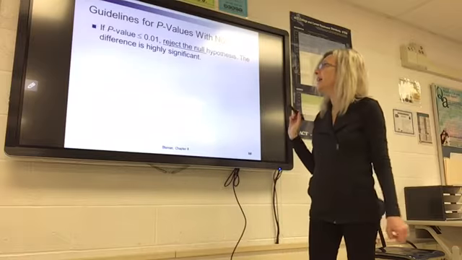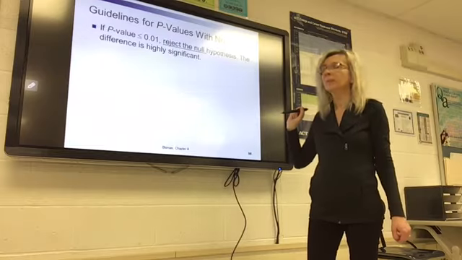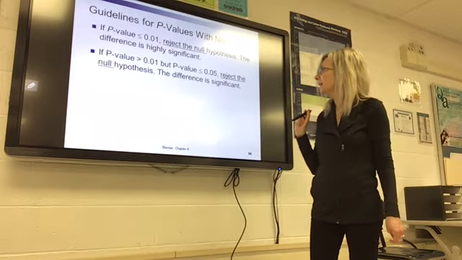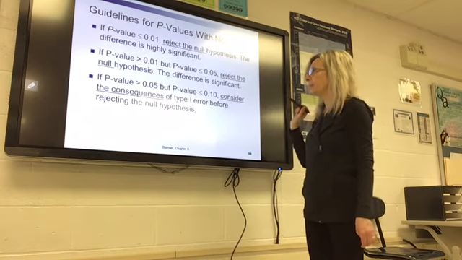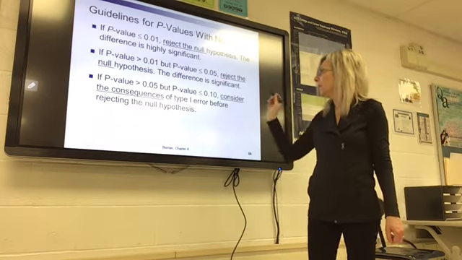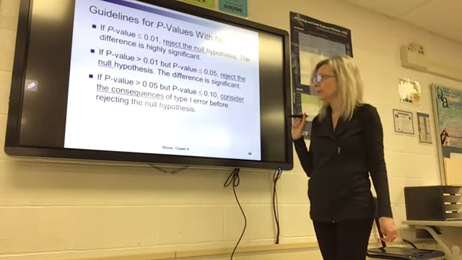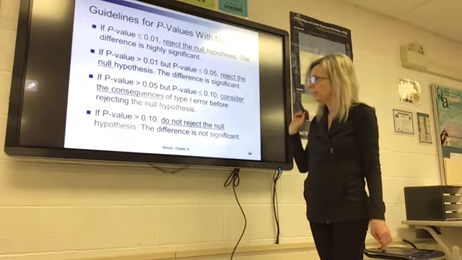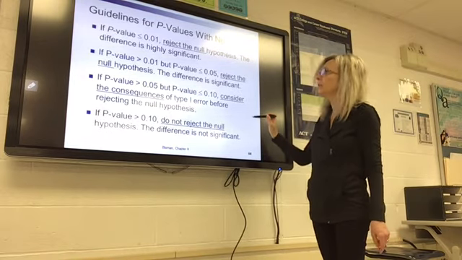Now these are the guidelines for the p-value. If the p-value is less than 0.01, you reject the null hypothesis, you have a significant difference. If it's between 0.01 and 0.05, you still reject it, the difference is significant. If it's less than 10%, 0.1, you actually have to consider the consequences of a type I error before you reject the null. If it's greater than 0.1, you don't reject the null at all. These are your guidelines for the p-value.